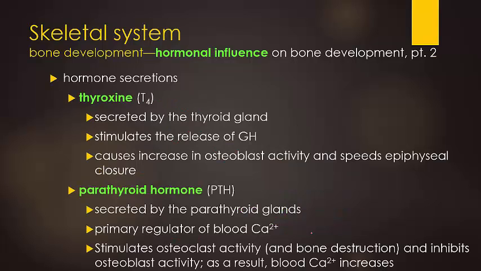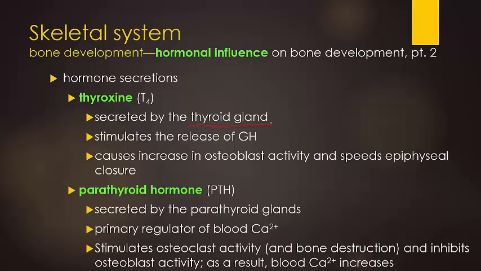The thyroid hormone also has a great effect on bone growth. Thyroxine is one of 2 thyroid hormones that are secreted by the thyroid gland. Thyroid gland is located in the cervical region, sort of laying over the trachea, the windpipe there at the front of the throat.